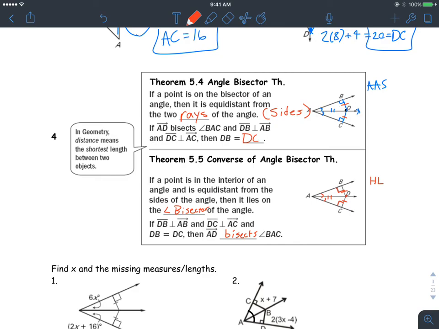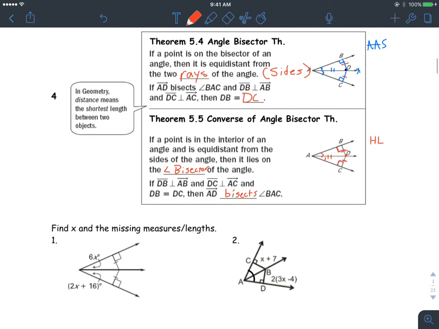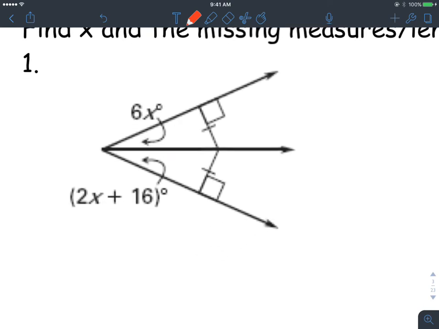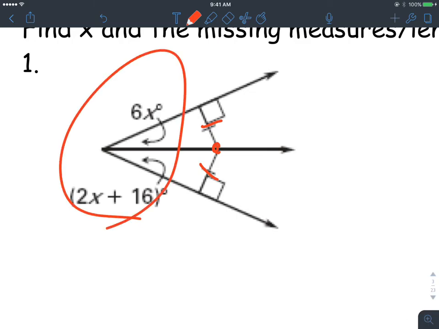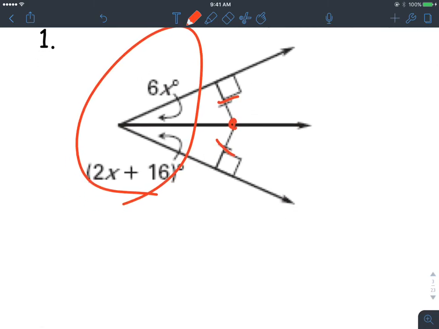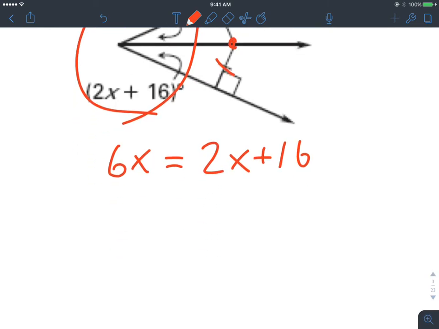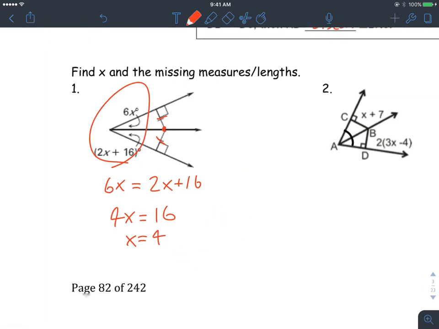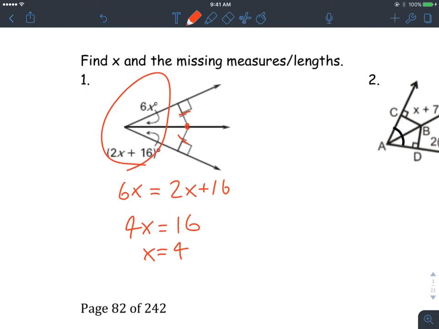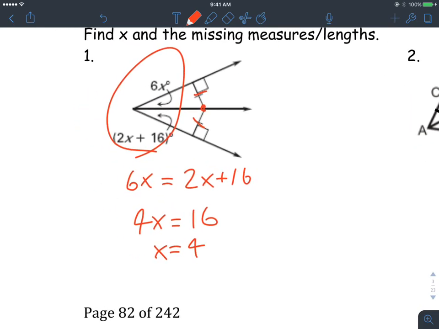Essentially, you don't really need to know about all the triangle stuff. That's just how you would prove this theorem, how you'd walk through the proof. You just need to look and figure out what you set equal. So notice here, you've got this point, and I guess it lies on the bisector. So we know that these angles need to be congruent. So you'll say 6x equals 2x plus 16. Subtract over, that's 4x equals 16, or x equals 4, and then find the missing measures or lengths.